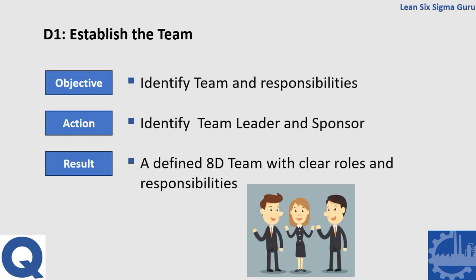So again, in step D1, we establish our cross-functional team that will go through this entire 8-step process to identify root cause and solve this problem. The objective of this whole step is to identify that team and what they're going to do, especially the leader and the sponsor of the team. The result will be a well-defined cross-functional 8D team with clear roles and responsibilities to go after and solve the problem.